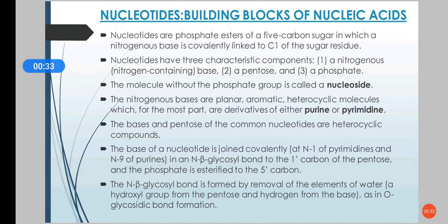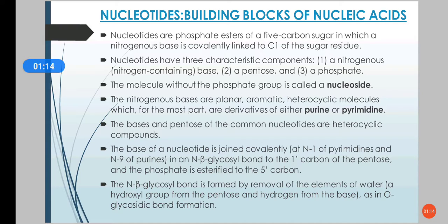So nucleotides are phosphate esters of a 5-carbon sugar in which the nitrogenous base is covalently linked to the C1 of the sugar residue. So we can say that nucleotides have 3 components: a nitrogenous base, a pentose sugar, and a phosphate group. The nitrogenous base and the pentose sugar are heterocyclic molecules. If the nucleotide does not have a phosphate group esterified to the C5 carbon, it is called a nucleoside. Without the phosphate group, a nucleotide becomes a nucleoside.